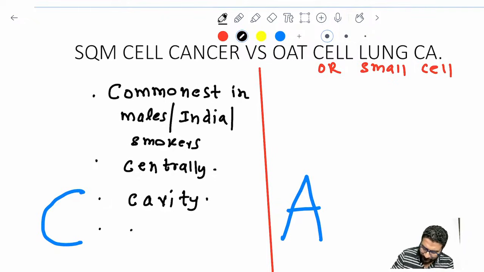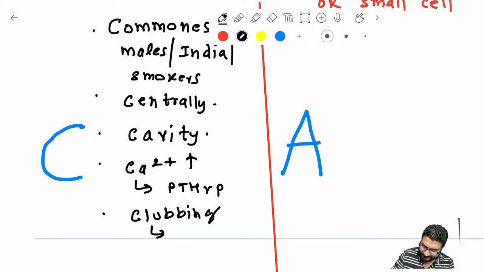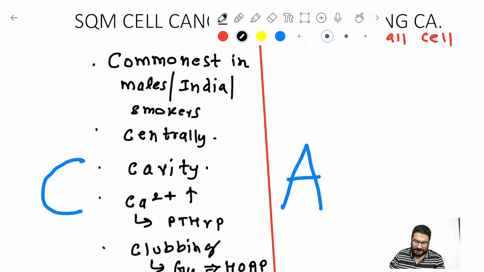Then remember C4, calcium increase. Calcium increase means hypercalcemia, and this hypercalcemia occurred because of parathyroid hormone related peptide, PTHRP. C4, clubbing. Clubbing means club जाना नहीं है. Clubbing means nail clubbing. Patient will have grade 4 clubbing. Grade 4 clubbing is called as hypertrophic osteoarthropathy. Grade 4 clubbing. Clear? So commonest in India, commonest in males, and biopsy.